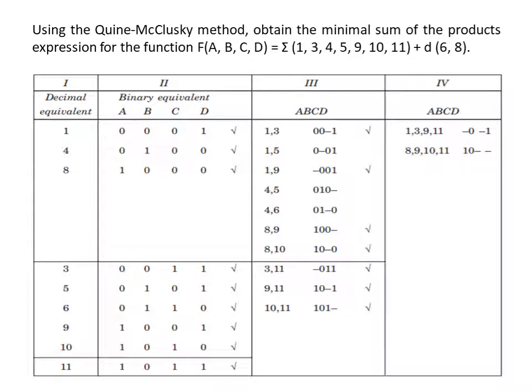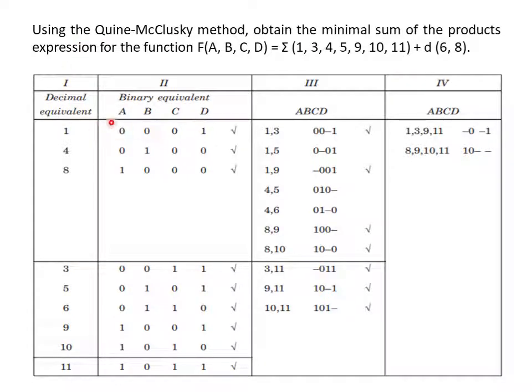In this question, the don't cares 6 and 8 are given. So we are following the same procedure for writing the binary numbers in equivalent higher-order increasing order combinations. Then we are arranging them by number of ones in table 2. This is table 2, this is table 3, and this is table 4.